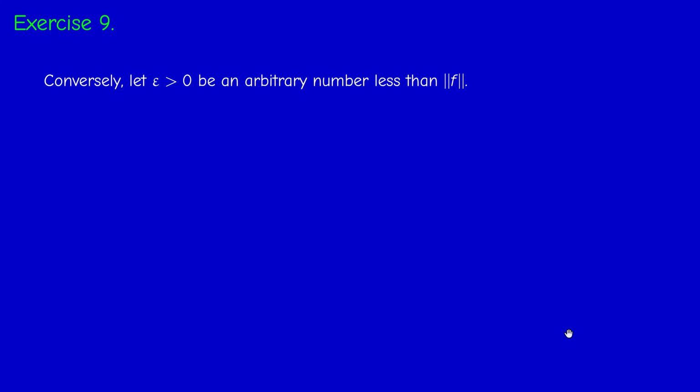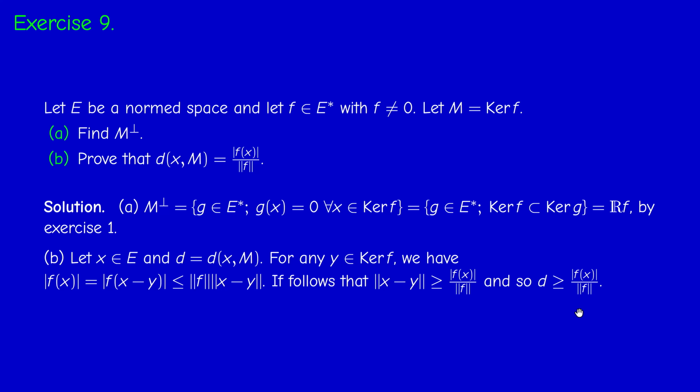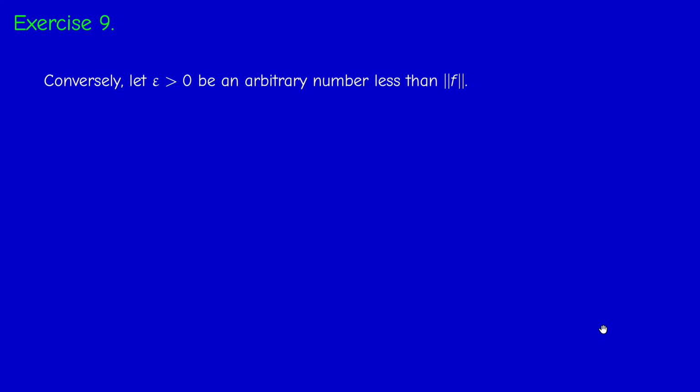Now, to prove the reverse inequality, we use a usual argument, since we cannot prove it directly. We prove that the absolute value of f of x over the norm of f is bigger or equal than d minus epsilon, or d is less than this plus epsilon, and then we let epsilon tend to 0. So consider an arbitrary positive number epsilon, which is less than the norm of f. We have to take it small enough, but it doesn't really matter, because if it's true for every epsilon less than the norm of f, we can later let epsilon tend to 0.